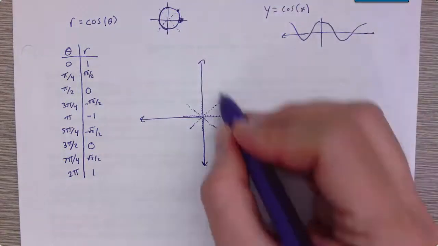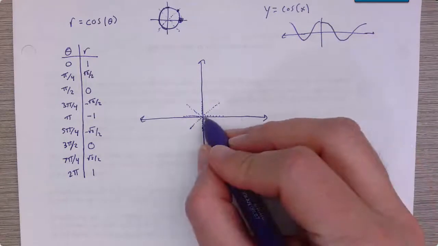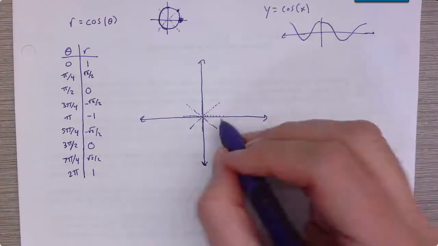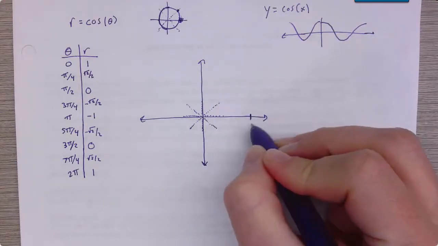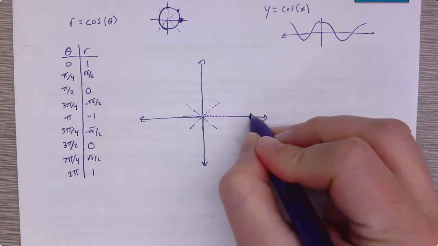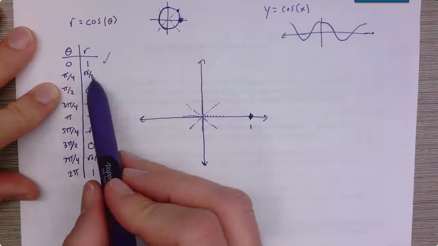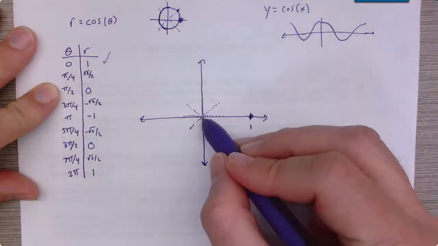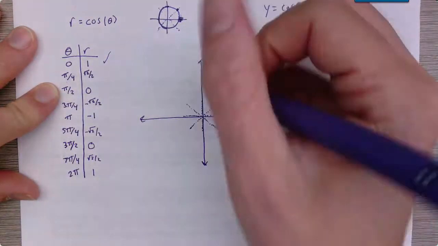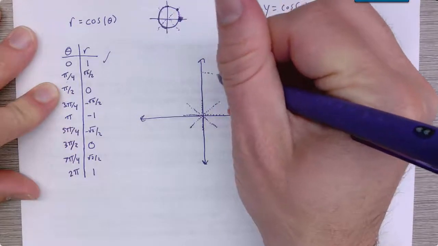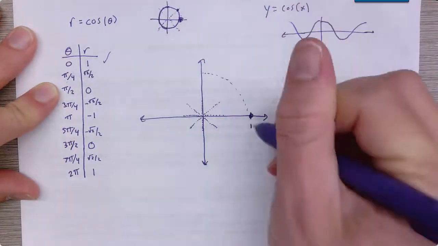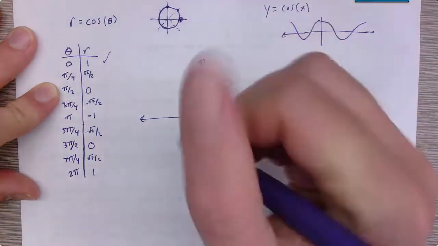So let's plot that here. When we're at an angle of 0, let's put 1 way out here. All right, so I've plotted that point. Let's plot pi over 4 at a distance of root 2 over 2, so that's this way. Let's actually trace out what the unit circle would be here, just to give some sense of scale.